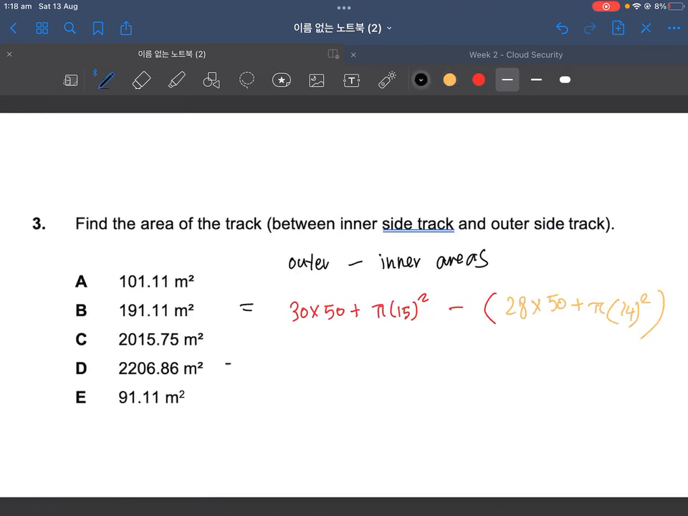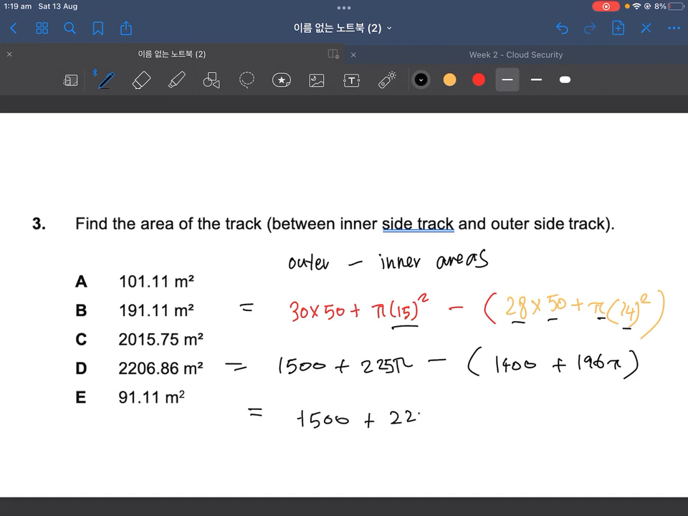So now that we have that, we just calculate 1500 plus 15 squared, guys, is 225 pi. Okay, and minus, what's 28 times 50? That's actually 1400 plus, what's 14 squared? 196, and then times pi. Okay, now we do that, we get 1500 plus 225 pi minus 1400.